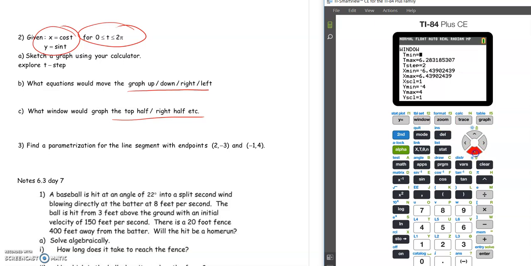However, if you make your t-step too small, like maybe 0.001, there you go. So now when you hit graph, notice that it's so small, it's making so many calculations. We're going to be here forever waiting for it to graph this circle. It'll be accurate, but it will take a long time. So I'm going to hit on to make it stop.